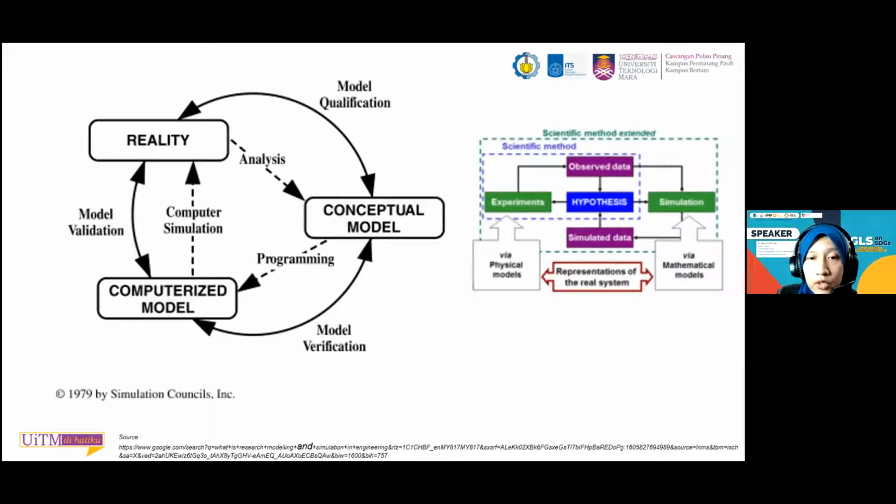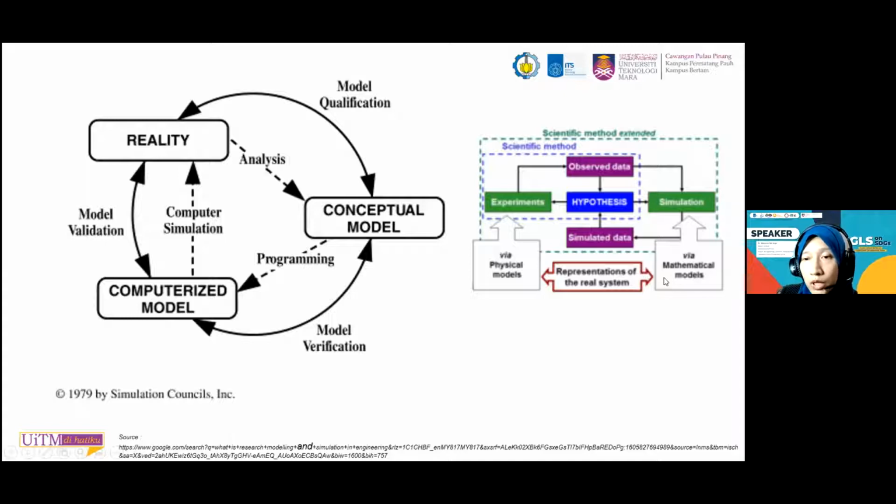After you have the conceptual model, you need to do some sort of programming. The programming can be done in any computer tool. So in this stage, we are using the computerized model to predict and to get the output from the process. Finally, it brings you the computer simulations to end up with the expectation from your reality or from your problem. And then don't forget, for one cycle, one process must involve model verification and also model validations.